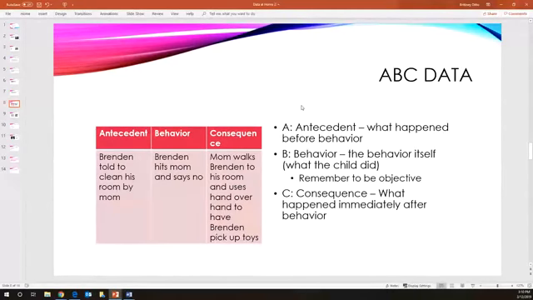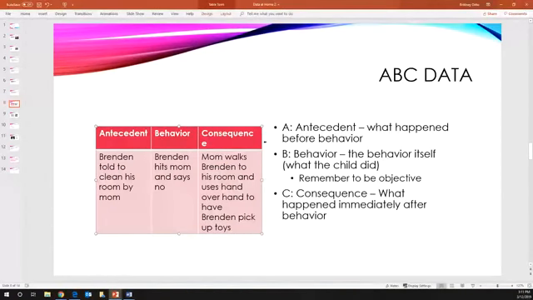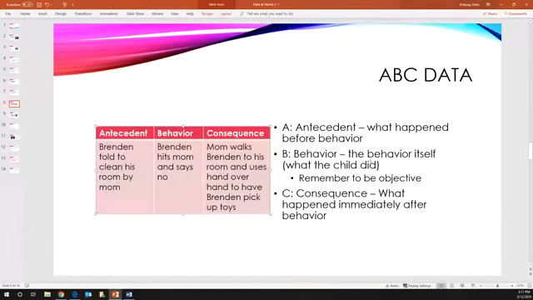And ABC data. This is one of my personal favorite types of data collection. What you do with ABC data, well, first, let's start here. The ABC data is antecedent, behavior, and consequence. An antecedent is something that happens before a behavior occurs. Behavior is the actual, what is the child doing? And the consequence is what happens immediately following the behavior.